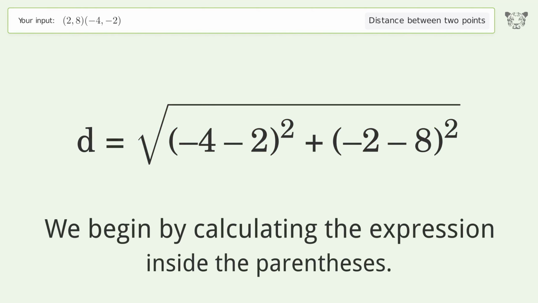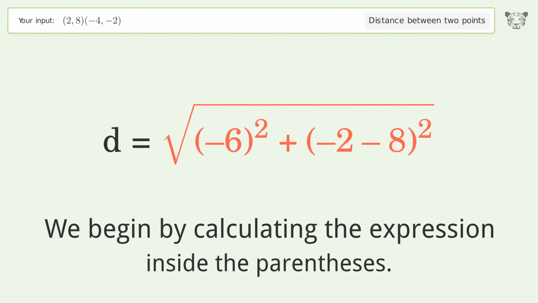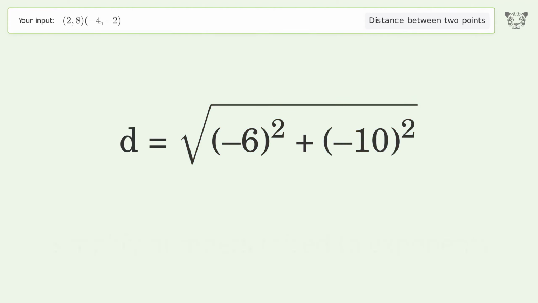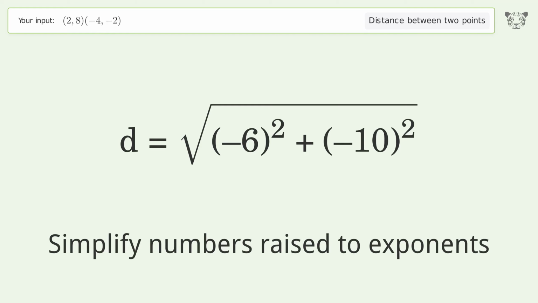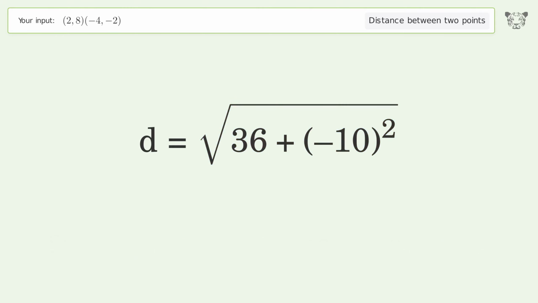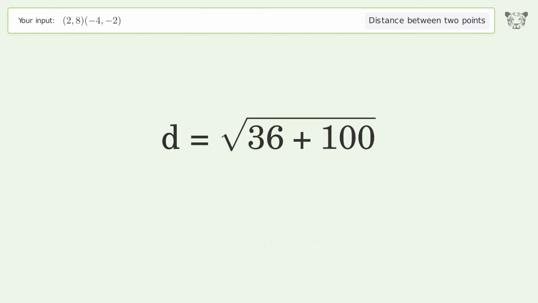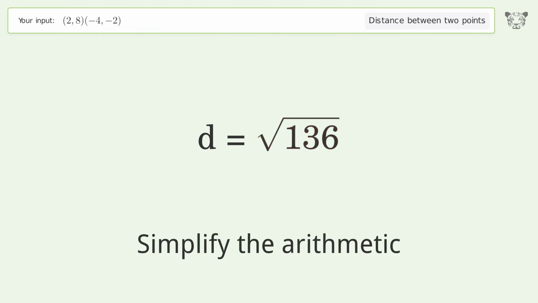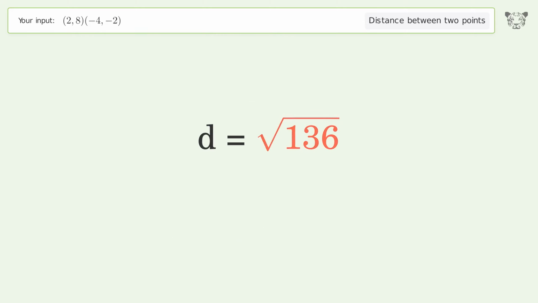We begin by calculating the expression inside the parentheses. Simplify numbers raised to exponents. Simplify the arithmetic. And so the distance between the 2 points is square root of 136, or 11.662.